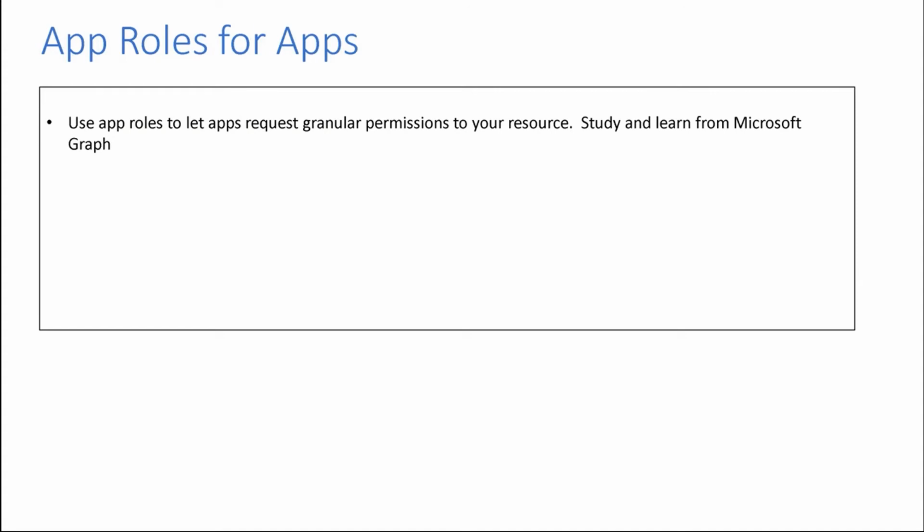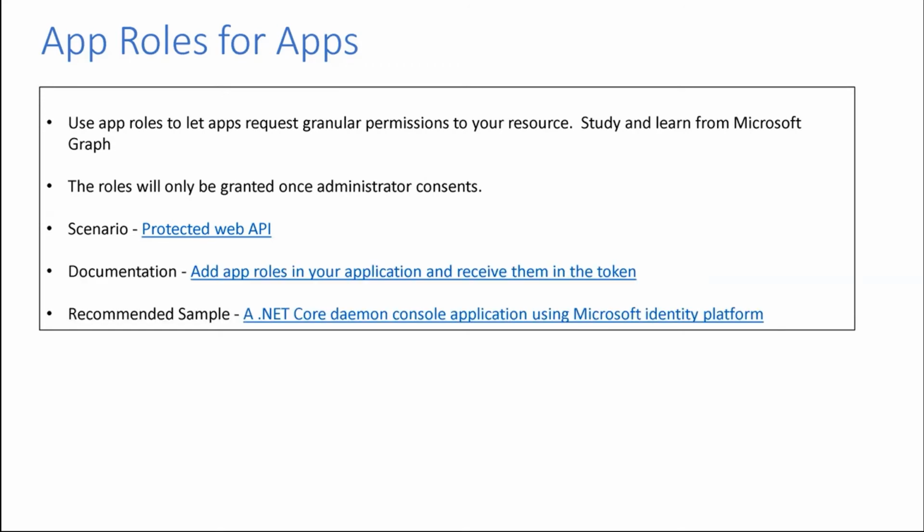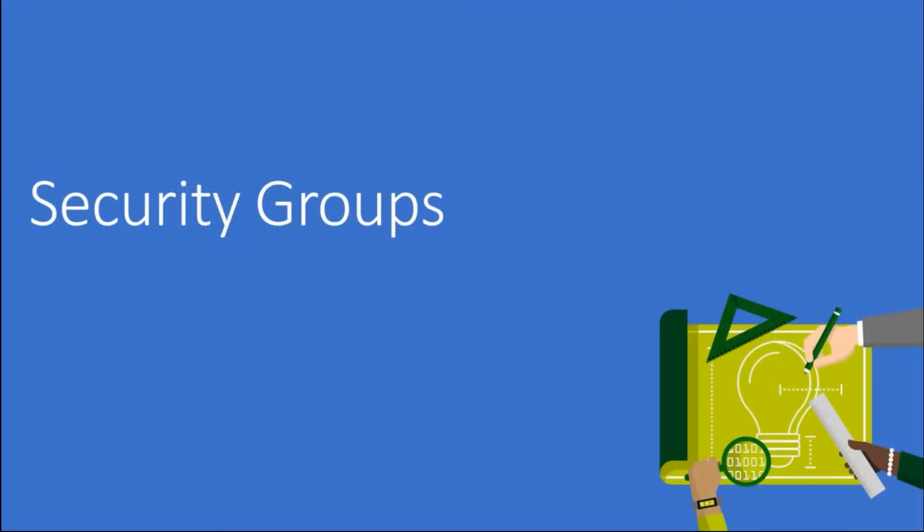Yes, app roles for application use app roles to let applications request granular permission. Learn from Microsoft Graph, the best example out there. They will be available to you once the administrator consents. There is a scenario documentation and sample that we have listed out here for those of you who want to explore application permissions in more detail. I will move on to the next topic, which is security groups.